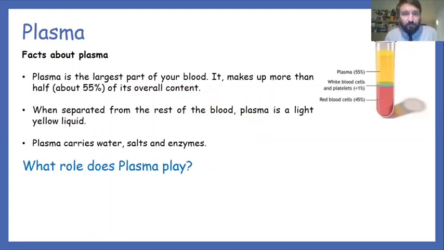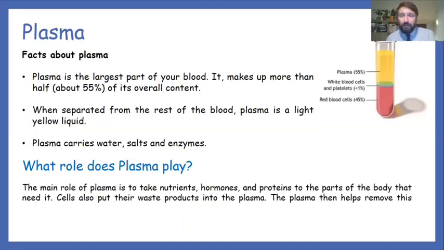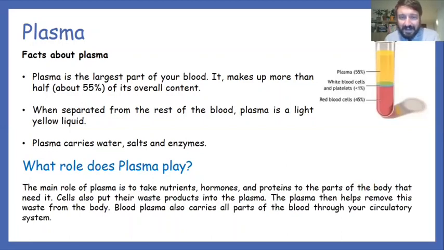Now, what role does plasma play within blood? Well, the main role of plasma is to take the nutrients, hormones, and proteins to the parts of the body that need it. Cells also put their waste products into plasma. The plasma then helps remove this waste from the body. Blood plasma also carries all parts of blood through your circulatory system.